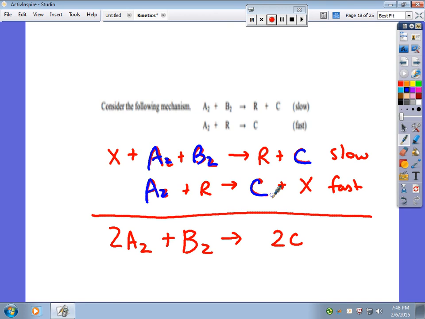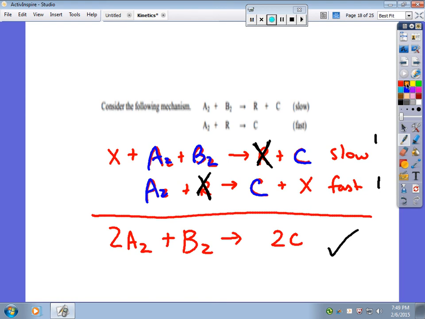See how that matches? Now what's the deal with R and X? What was R again? What was something that was made by one step and used up by the other? If it's made by one step and used up by the other, the elementary step 1, the slow elementary step, and the fast elementary step, made by one, used up by the other is the intermediate, and you never see it in the overall balanced equation because it's used up. Now, what the heck is X?